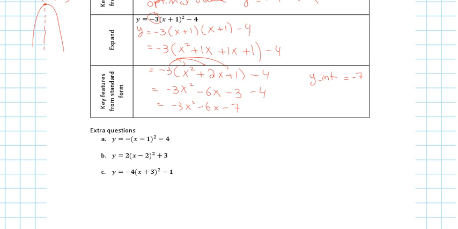Why? We'll talk about this. Because remember, with the previous question we said that y equals ax squared plus bx plus c, and that c is your y-intercept. So if I'm looking at this, c is -7 and that's my y-intercept. Are we okay with that? Yes.